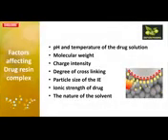The other factors that affect the drug resin complex are pH and temperature of the drug solution, molecular weight, charge intensity, degree of cross-linking, particle size of the ion exchanger, ionic strength of the drug, and the nature of the solvent.